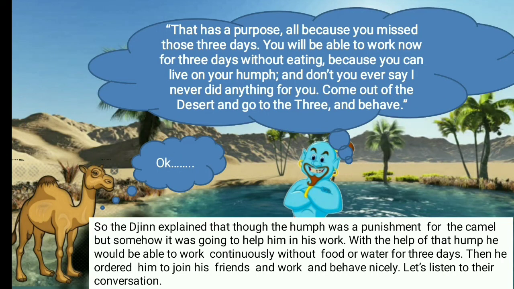So the jinn explained that though the hump was a punishment for the camel, somehow it was going to help him in his work. With the help of that hump, he would be able to work continuously without food or water for three days. Then he ordered him to join his friends and work and behave nicely. Let's listen to their conversation.